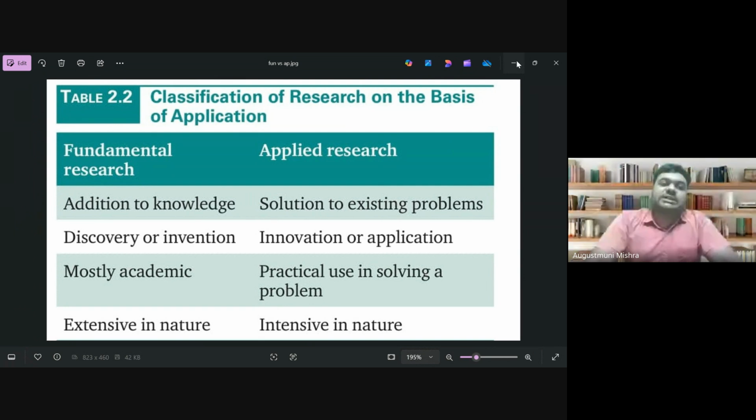Okay, and in natural sciences, this fundamental research is performed by the people more. Okay. Now, what is applied research? This also we have discussed yesterday. Whenever you are finding out the solution of the existing problem, what you just do is that you apply that particular research to give the solution.